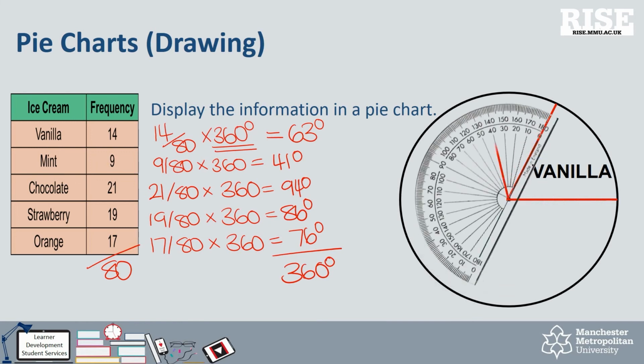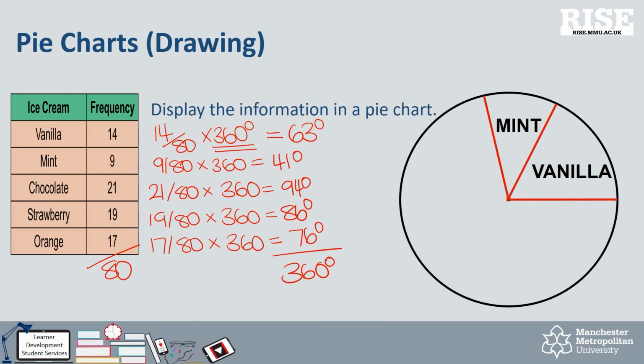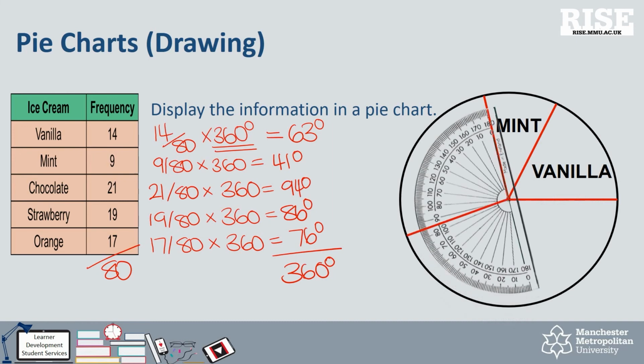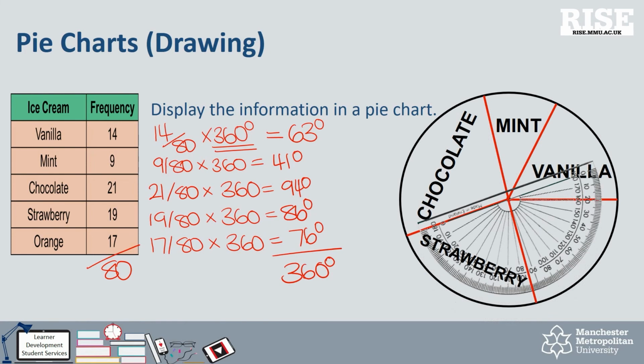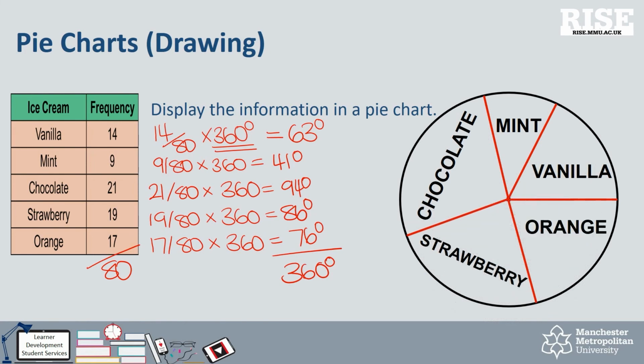I can measure all of the following ones just like that then. Mint, chocolate, strawberry, and finally orange. It's always a good idea to label your pie chart as you draw the sections, just so you're not having to remeasure them to figure out which is which at the end.